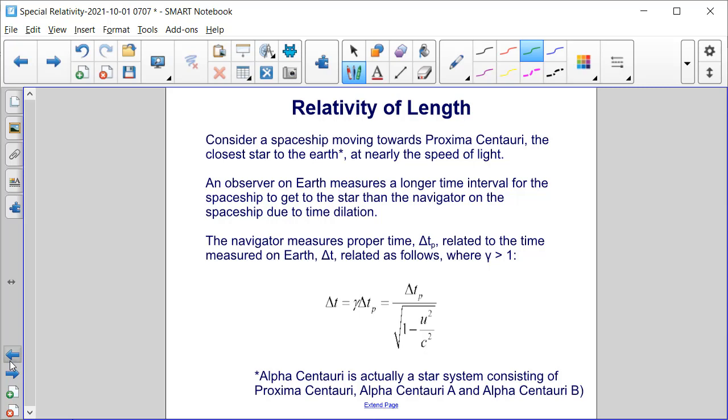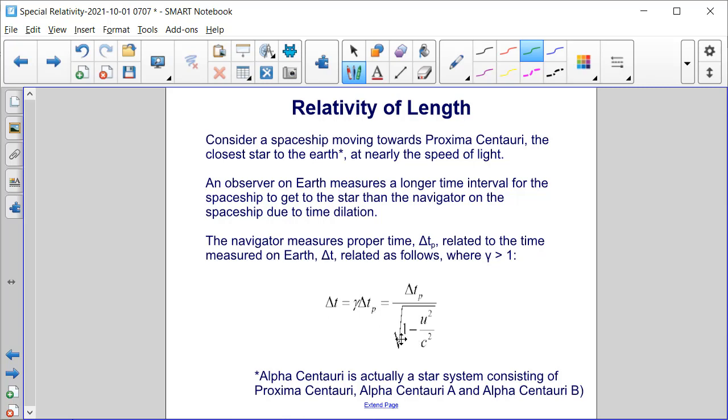An observer on Earth measures a longer time interval for the spaceship to get to the star than the navigator measures to get to the star due to time dilation. The navigator measures the proper time, delta t p, related to the time measured on Earth, delta t, where the Lorentz factor is greater than 1.